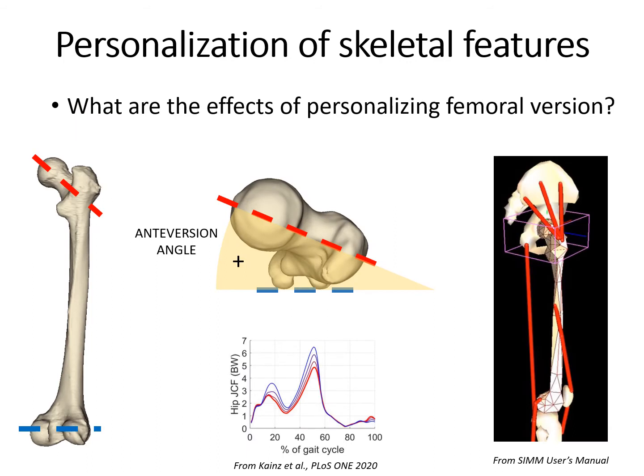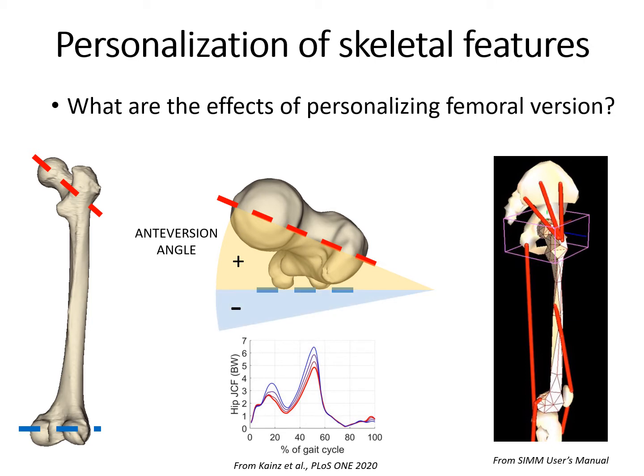Generic models, however, are meant to represent an average geometry, and the effect of personalizing just a key anatomical feature to the anatomy of specific individuals or patients has not been fully explored. For example, one of these key features is the femoral version angle, the angle between the posterior condyle axis and the femoral neck axis, which is called anteversion if positive, like in this slide, and retroversion if negative.